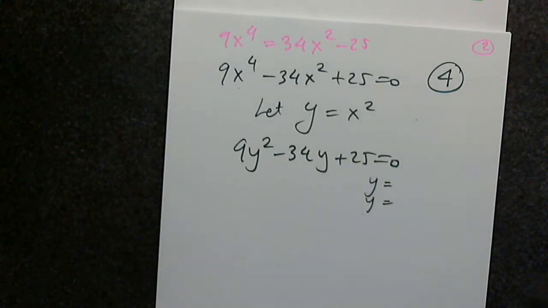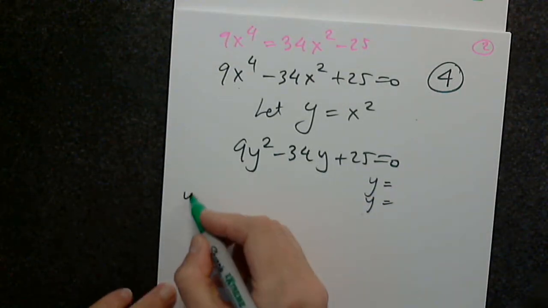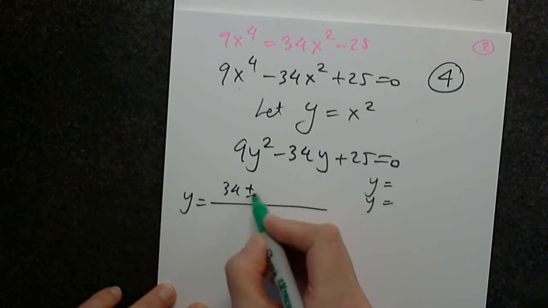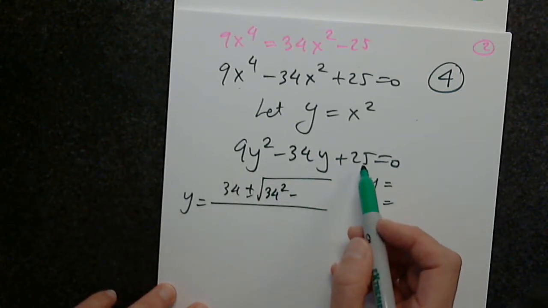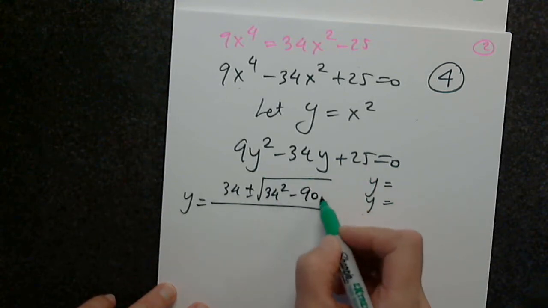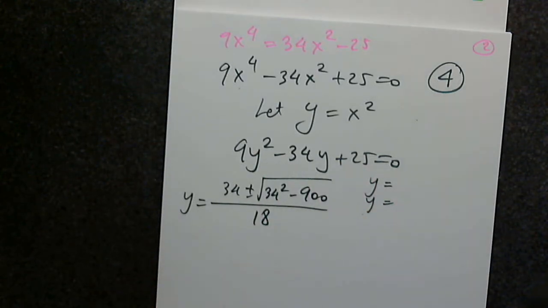So let's find the solutions. Can you give me y? 34 plus or minus the square root of 34 squared minus 4ac. 4 times 25 is 100, so minus 900, divided by 18. So let's get our calculators. So I have 34 plus the square root of 34 squared minus 900, and I divide everything by 18.